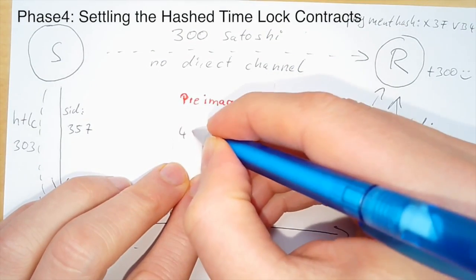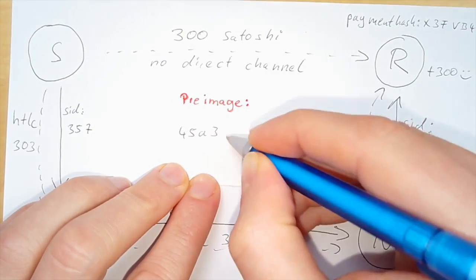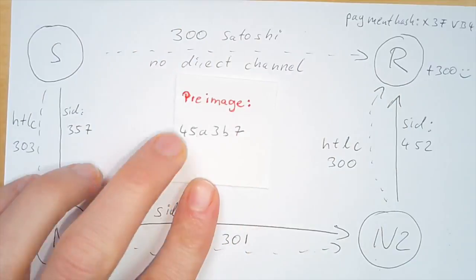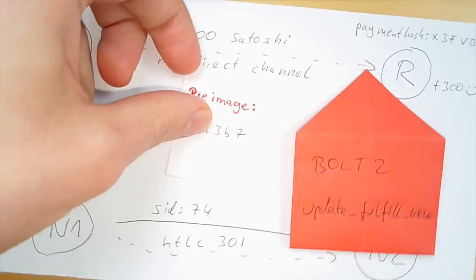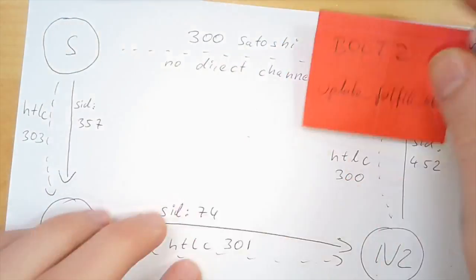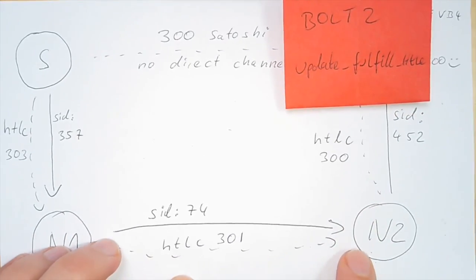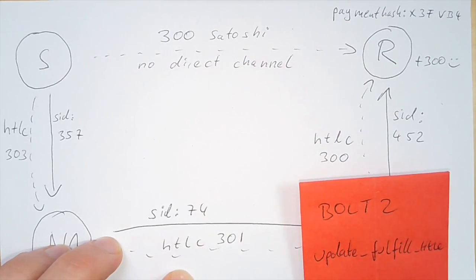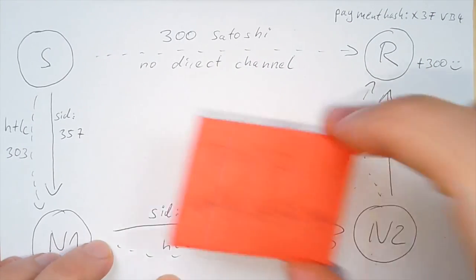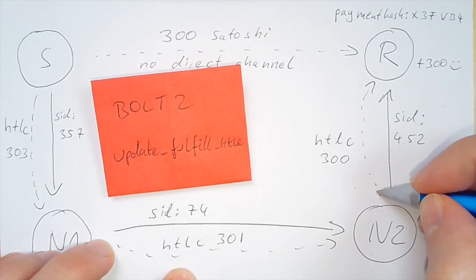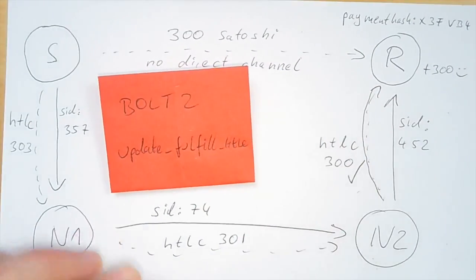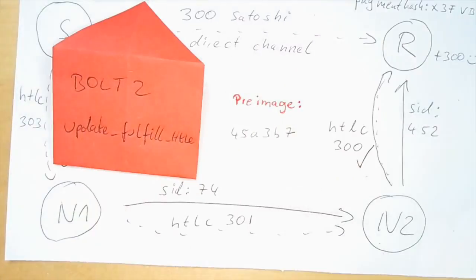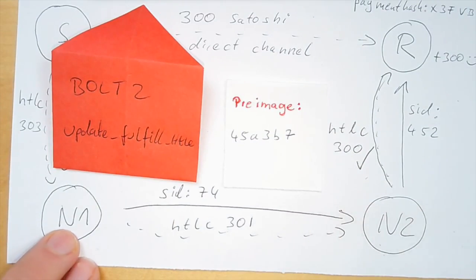So let's assume the pre-image for this payment hash was 45A3B7, and we put the pre-image into another BOLT 2 message, the update fulfill HTLC message, and this is being sent from R to N2. R can safely release this pre-image because the HTLC is set up in case that a new channel state is not being negotiated between N2 and R. R can force close the channel and settle the HTLC on chain.